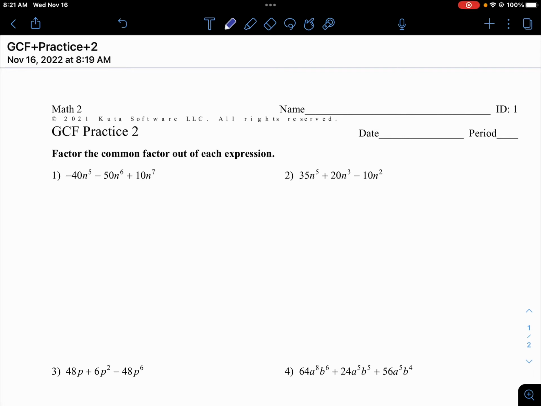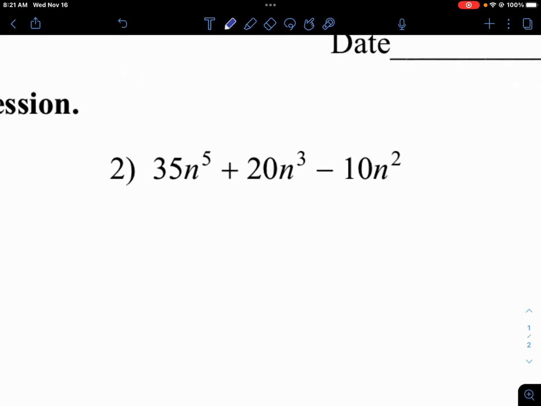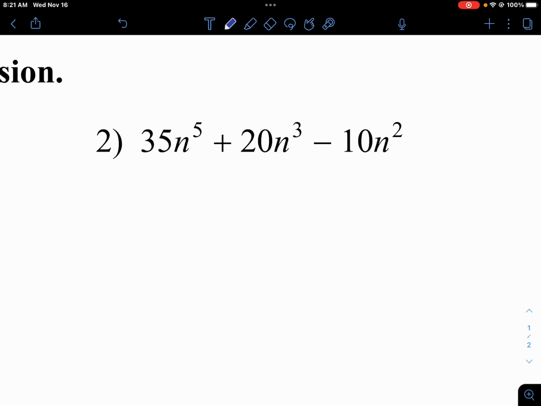So this is just a quick refresher on GCF factoring. I'm going to start with number 2. The important thing to remember is to take out the number that all three terms have in common. And by take out, I mean divide.